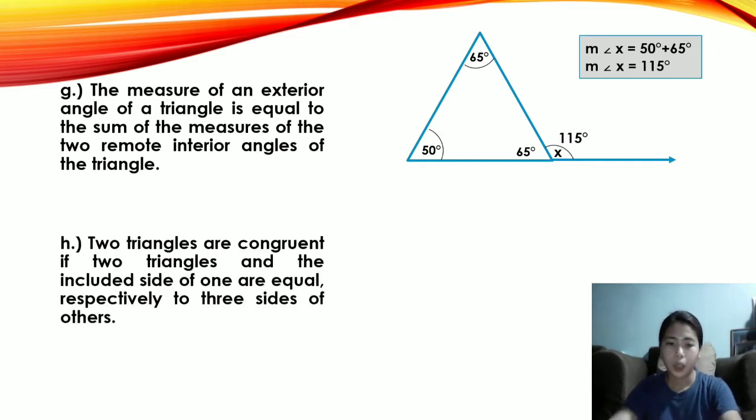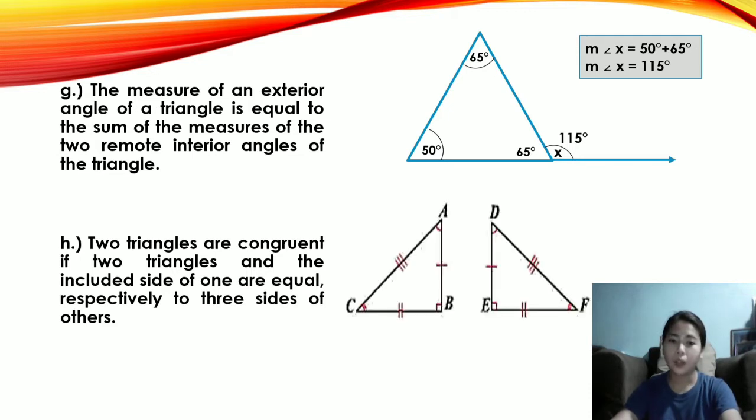Letter H. Two triangles are congruent if three sides of one are equal, respectively, to three sides of the other. Two triangles are also congruent if two angles and the included side of one are equal, respectively, to those of the other, and if two sides and the included angle of one are equal, respectively, to two sides and the included angle of the other.